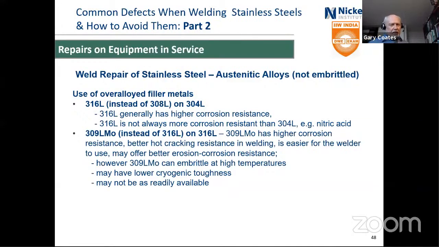In the pulp mills, which I dealt with a lot in my earlier years, they like to use this 309LMO electrode instead of 316L for welding 316L, and especially for weld repairs. Higher corrosion resistance, better hot cracking resistance, easier for the welder to use, better erosion corrosion resistance. But again, like the 309L, it can embrittle at high temperatures, may not be as good at cryogenic temperatures, and it may not be as readily available.